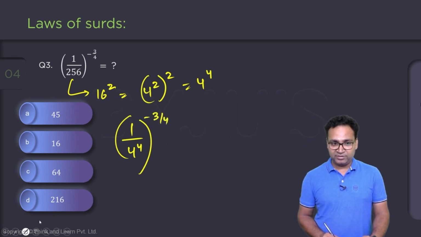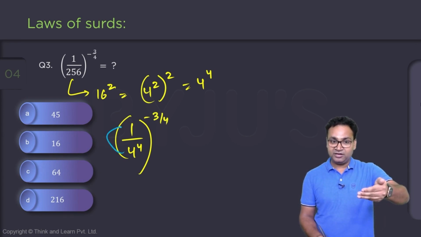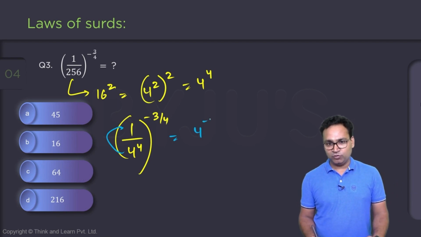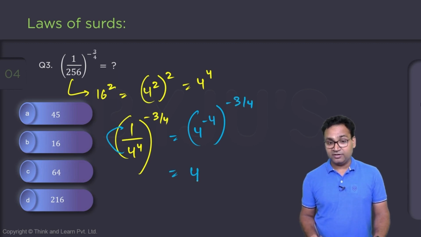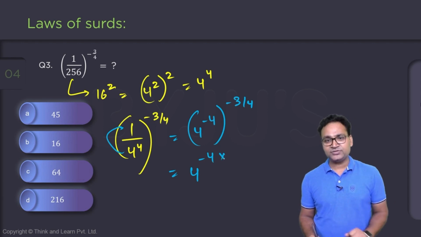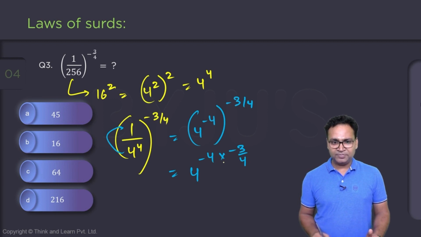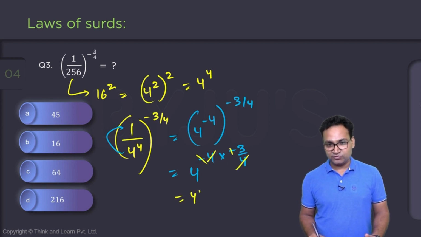You very well remember what is the meaning of the fractional term here. When you bring it upside, it will be a negative power. So it is 4 power minus 4, whole power minus 3 by 4. Whole powers are multiplied. We have already seen it, right? So it is minus 4 into minus 3 by 4. It is a basic operation. Now minus and minus is plus, and 4 and 4 are cancelled. So it is 4 cube, or it is 64.